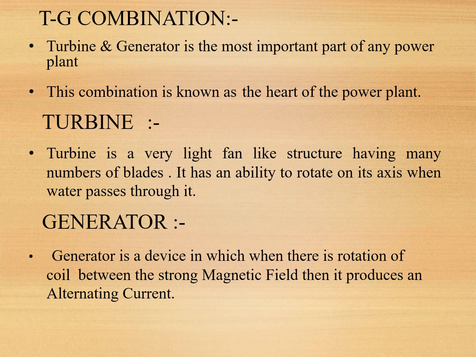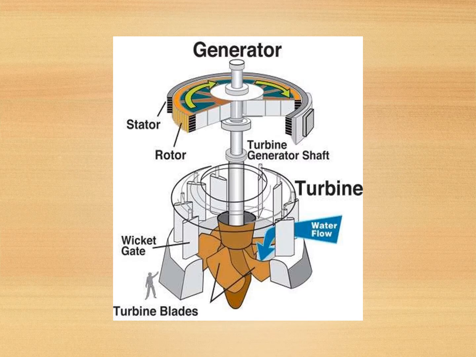The turbine and generator are the most important part of the power plant. The combination is known as the heart of any power plant. A turbine is a very tall fan-like structure having many blades. It has the ability to rotate on its axis when water passes through it. A generator is a device in which rotation of a coil in a strong magnetic field produces an alternating current. Here you can see the diagram of the turbine and the generator.